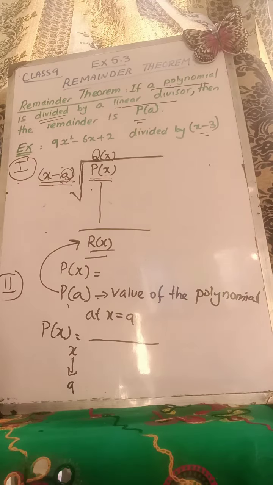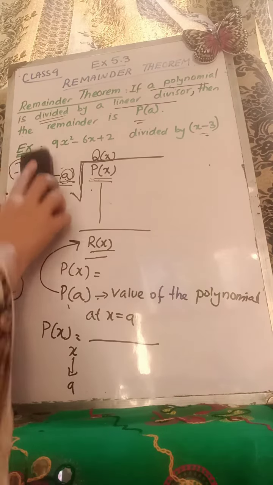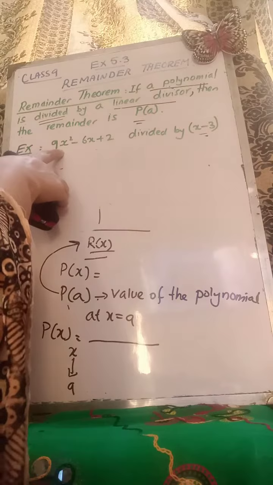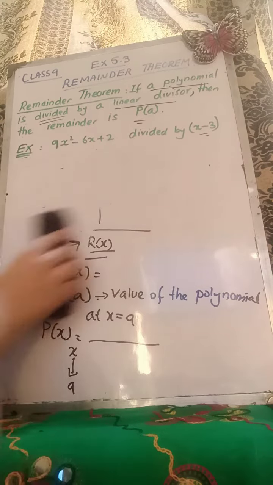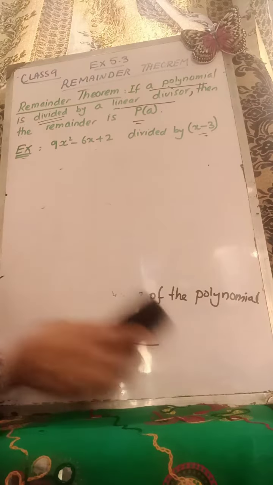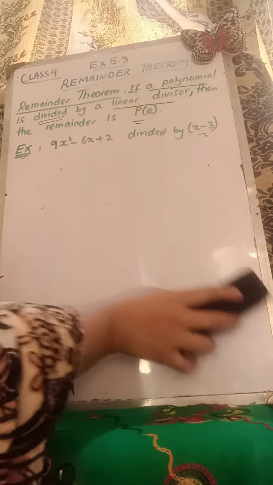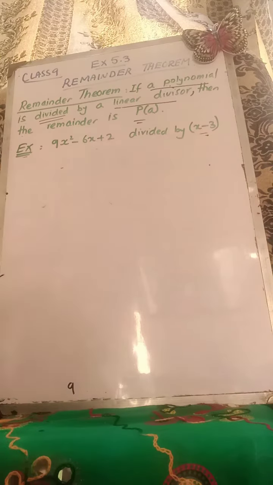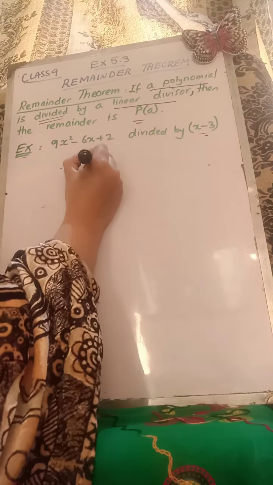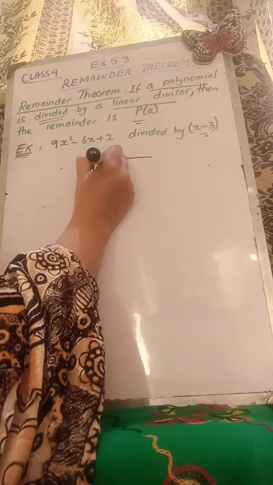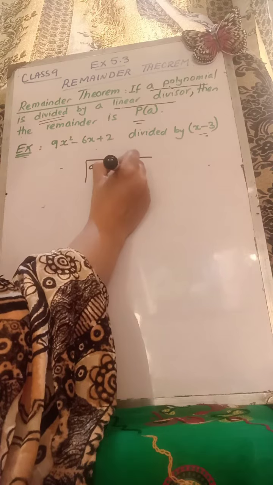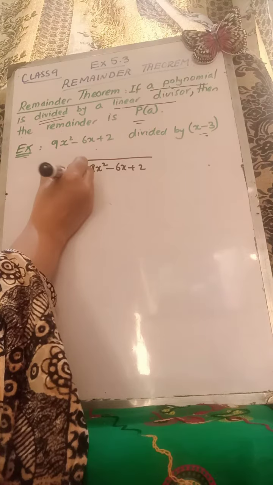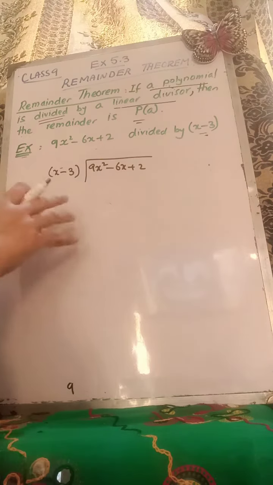Now let us do an example to get to the point. Suppose you have the polynomial 9x square minus 6x plus 2. This is the polynomial, and suppose that we want to divide this polynomial by x minus 3. We have a polynomial 9x square minus 6x plus 2, and we want to divide this polynomial by x minus 3, and we want to find the remainder.